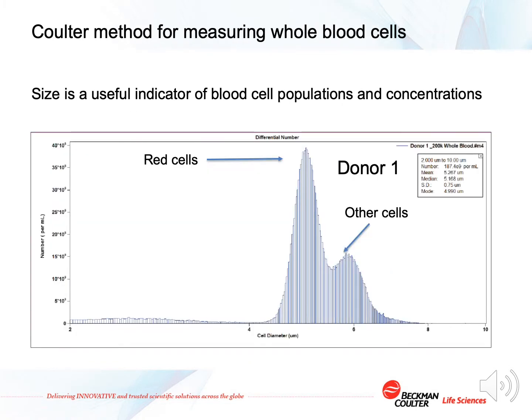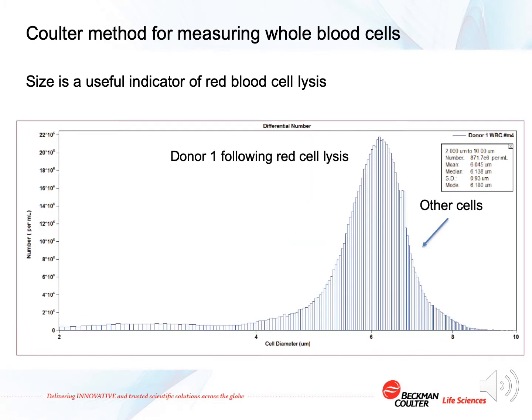Following a few seconds of analysis, one will then obtain data that can be displayed in the form of a histogram. In this example, whole blood was analyzed on the Multisizer 4e. You can clearly observe one peak corresponding to red blood cells and another peak representing cells of higher volume, corresponding to white blood cells, monocytes, and other cells in the sample. Following red cell lysis, the smaller red cell fraction was eliminated in this example.